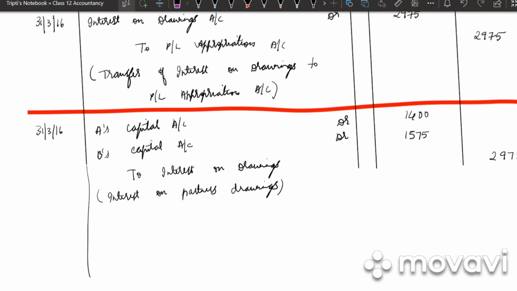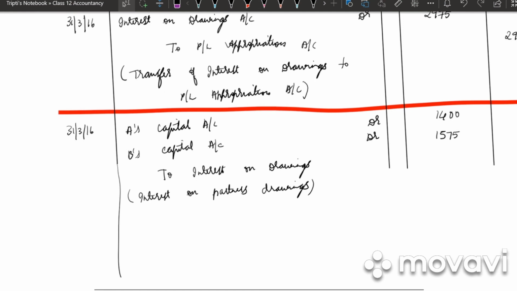So how did we get the journal entries? We used to prepare a profit and loss account and transfer the interest on drawings account on the credit side. So rather than transferring, we just write the journal entry. Same is the way in a partner's capital account. So when they ask you to write down the journal entries, all you have to do is, whatever ledger account you have prepared, you take down the journal entry and write down the same.